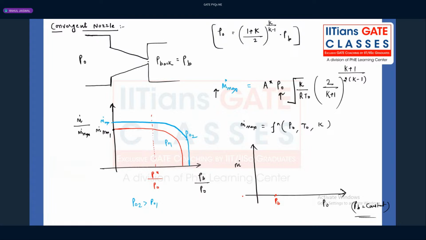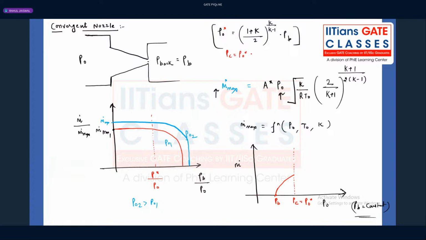Right? The moment you try to increase the P naught, what will happen? The graph will be moving like this, and it will keep increasing till what, guys? It will achieve the sonic conditions. That means it will achieve the choking condition. That means when P naught will become what? P naught star. P naught star is what, the choking pressure PC. How to get the P naught star? By using this particular formula.